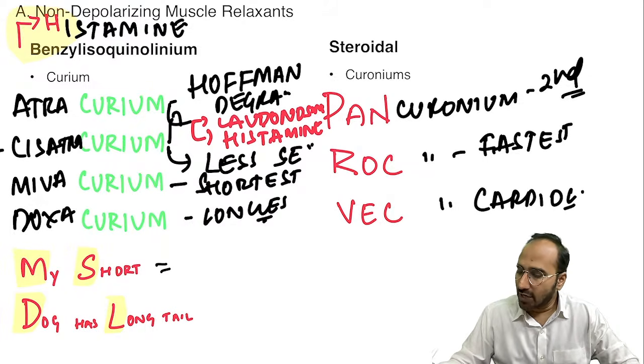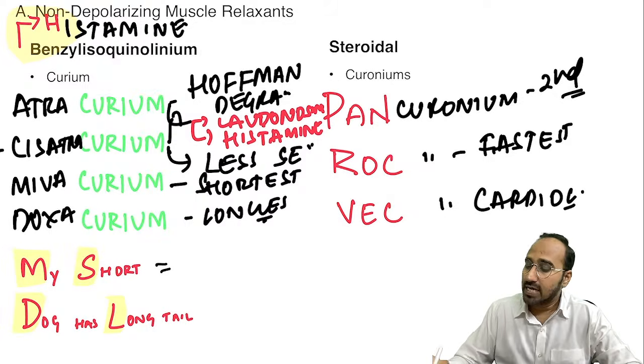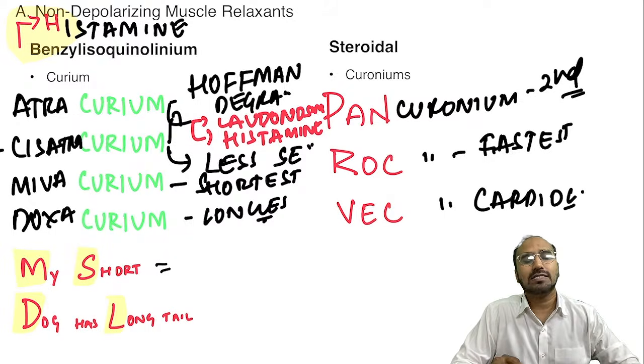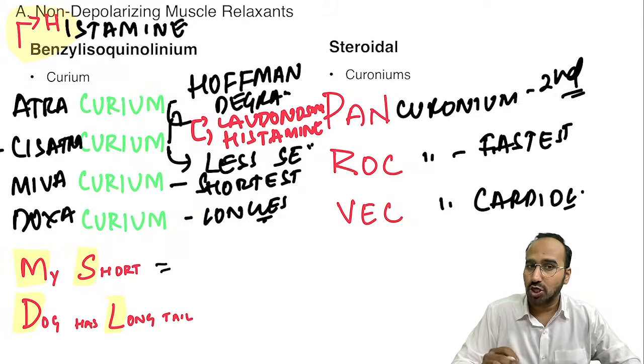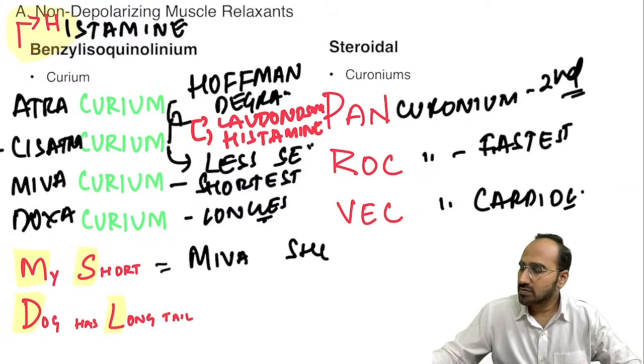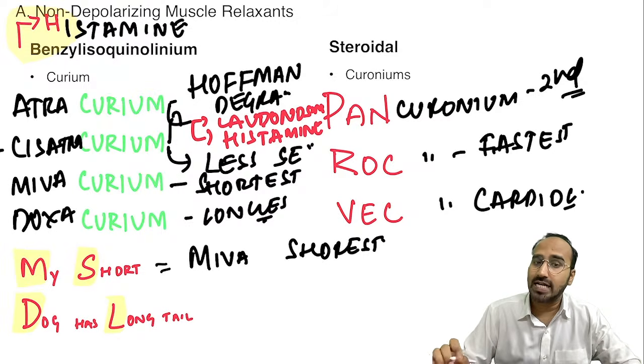Okay? So till now we have discussed the cisatracurium. Remember, how will you remember? Mevacurium is the shortest and Doxa is the longest. You have to remember, my short dog has long tail. My short dog. Concentrate on M and S. M से क्या होगा? Mevacurium, which is the shortest acting non-depolarizing. Shortest acting non-depolarizing.